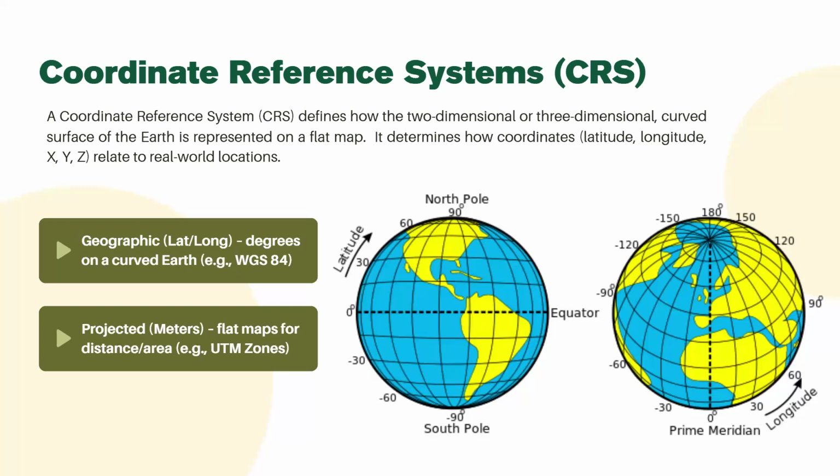Now, I'll state a fact. The EPSG code system is the global registry of coordinate systems. QGIS uses these codes, different numbers like EPSG 4326 and EPSG 32643, to automatically interpret and project your data accurately.